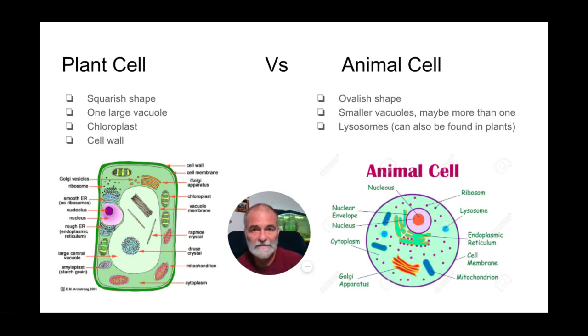The last part then that's different in the animal cell, sometimes you will find a lysosome. Not always a lysosome in animal cells, and sometimes you find lysosomes in plant cells. So that's kind of a tricky one. I would look at some of the other characteristics instead, but that is another way to tell the difference between a plant cell and an animal cell.